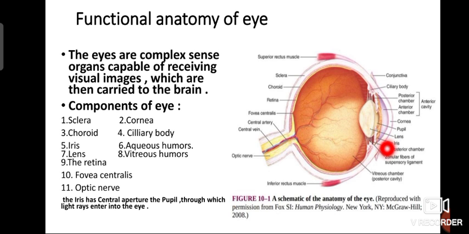Posterior to the iris there is the lens, which is elastic, and the lens is held by the suspensory ligaments, which are attached to the ciliary body. The ciliary body contains the ciliary muscle and ciliary process. The ciliary process synthesizes aqueous humor. The posterior part is filled with vitreous humor. So this is all about the structure of the eye.